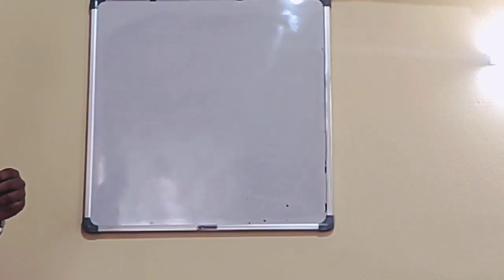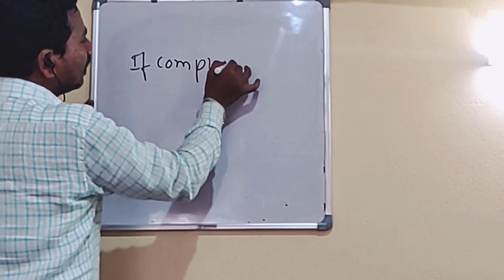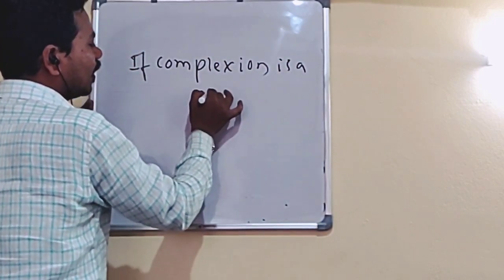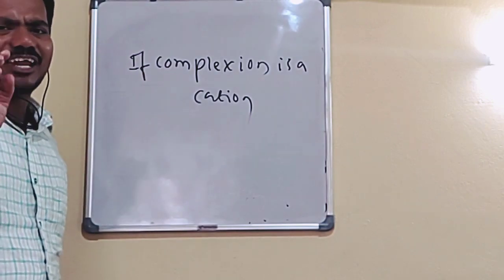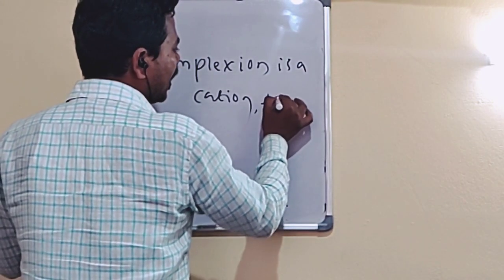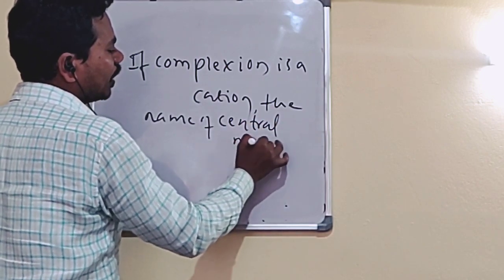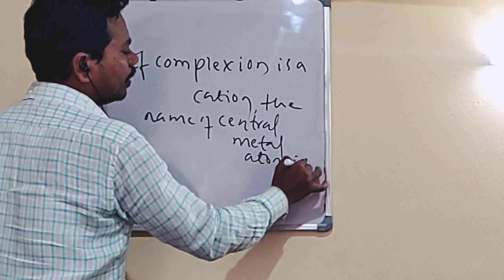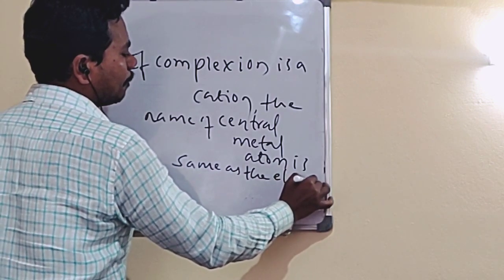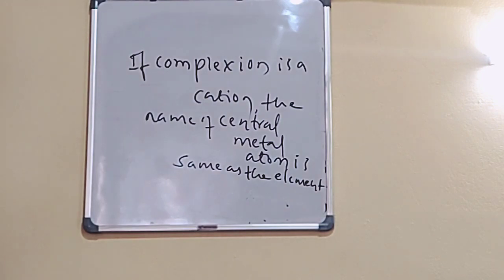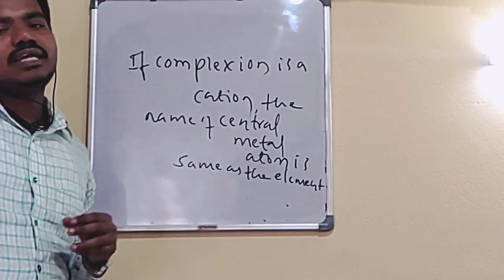Next one. Suppose the complex ion is a cation, or a cationic complex, right? So here the name of the central metal atom is the same as the element. If the complex ion is a cation, the name of the central metal atom is the same as the element.